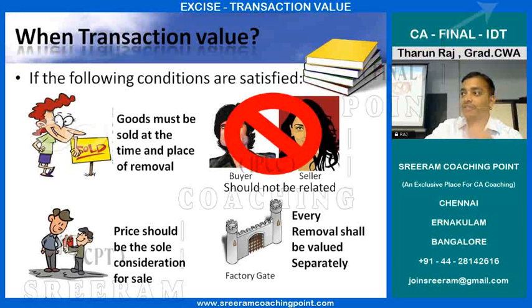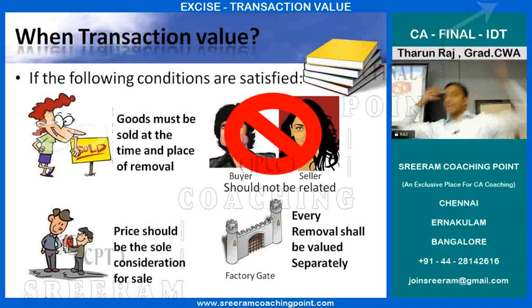and again the gate will be closed. Whenever you are taking goods from the factory, the gate will be removed, the goods will come out, and immediately the value has to be determined. Again they will close the door. Again after 5 minutes, a new stock comes, the gate is lifted, and the goods go out. Means for 5 minutes itself, if there are 2 removals, each and every removal has to be valued separately. Every time you have to determine the value.